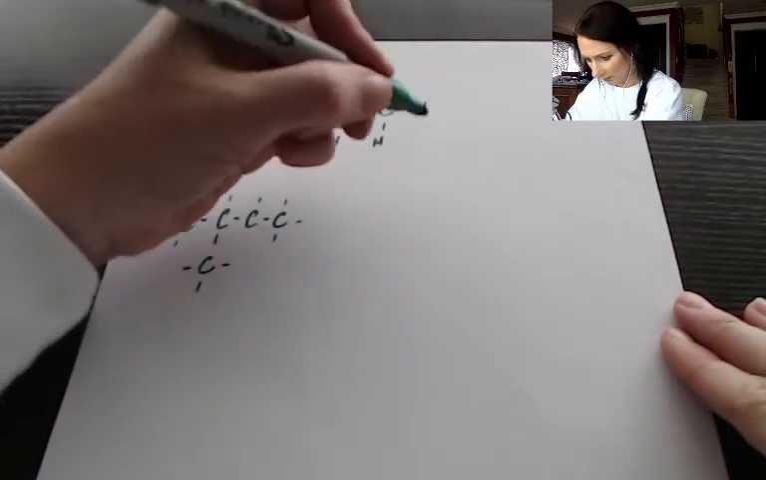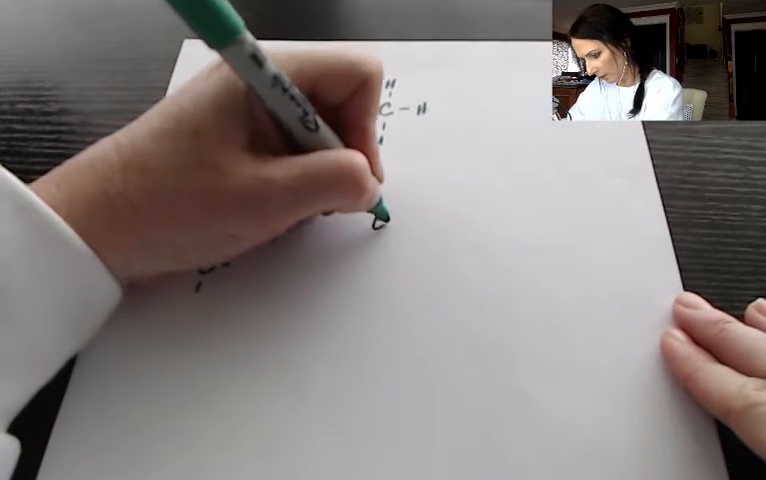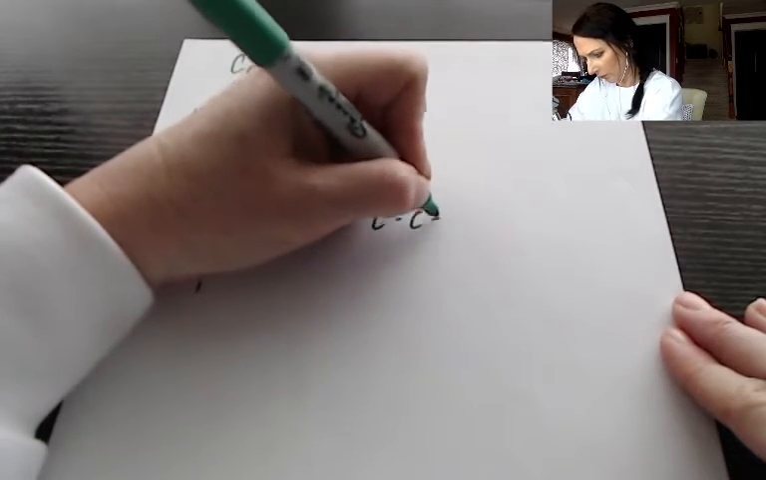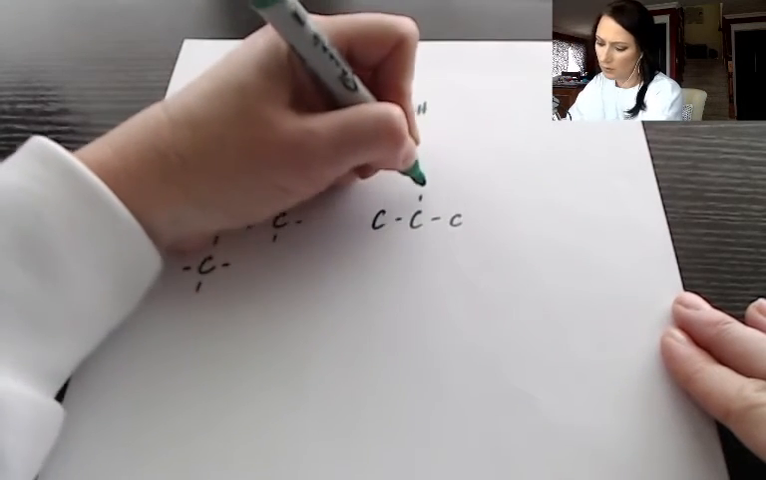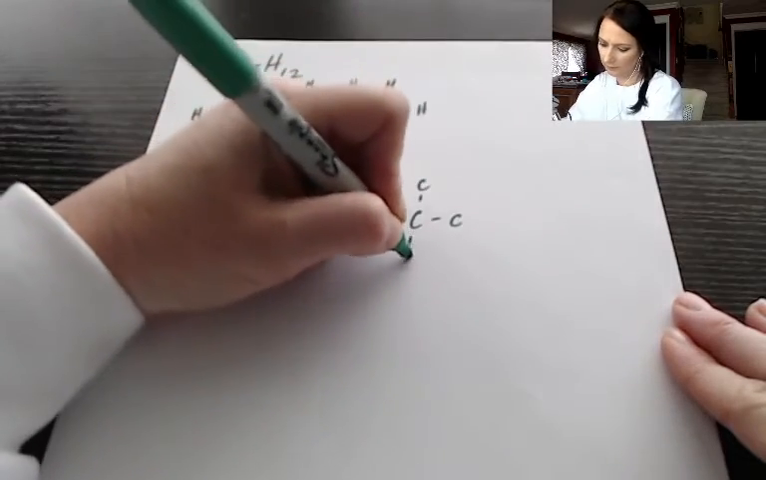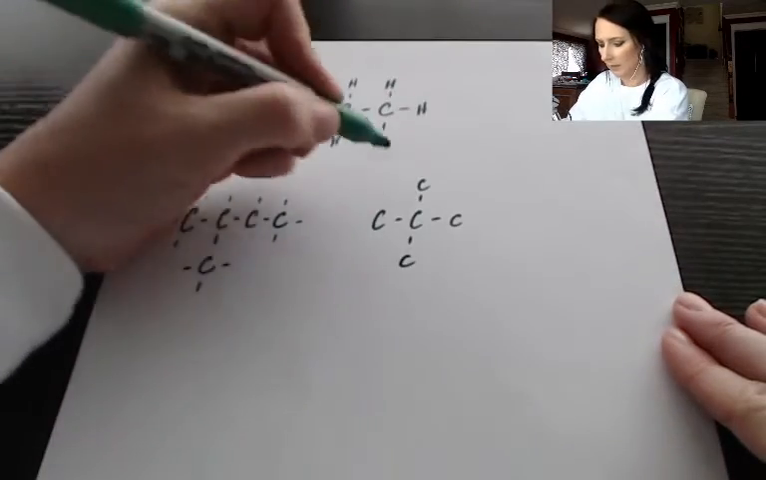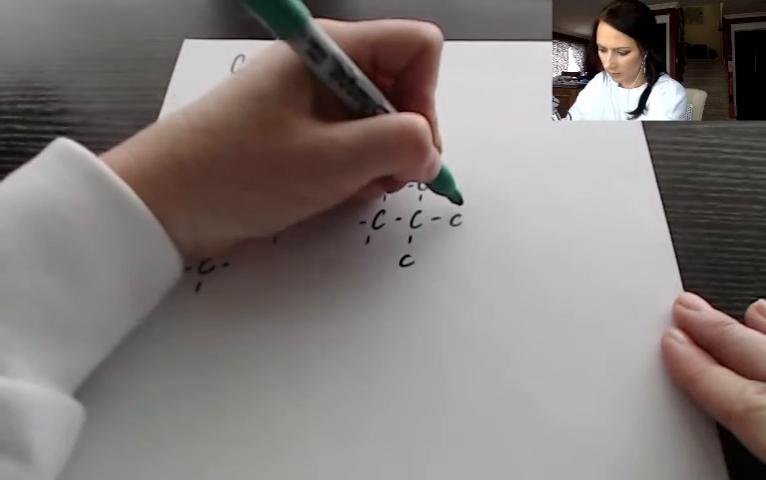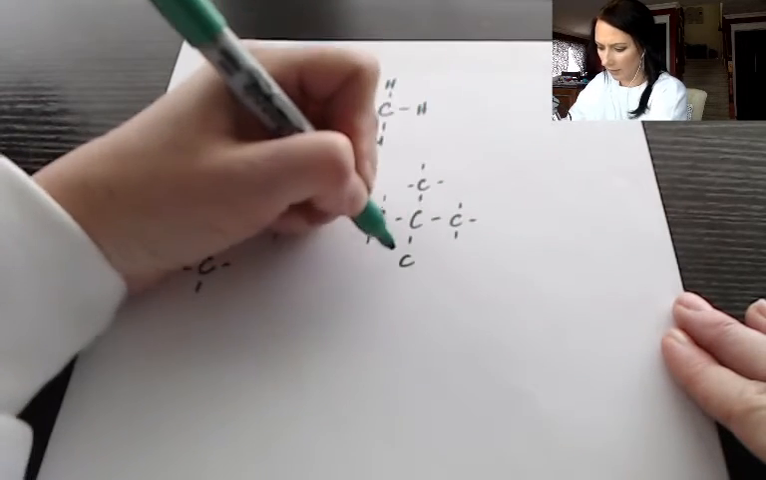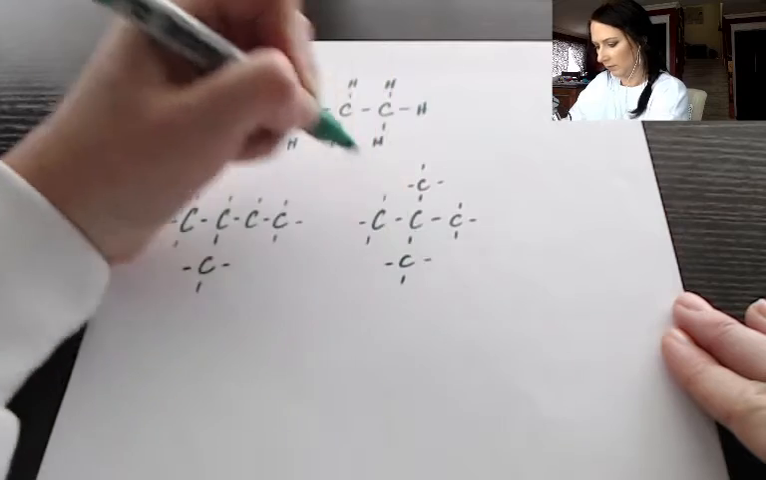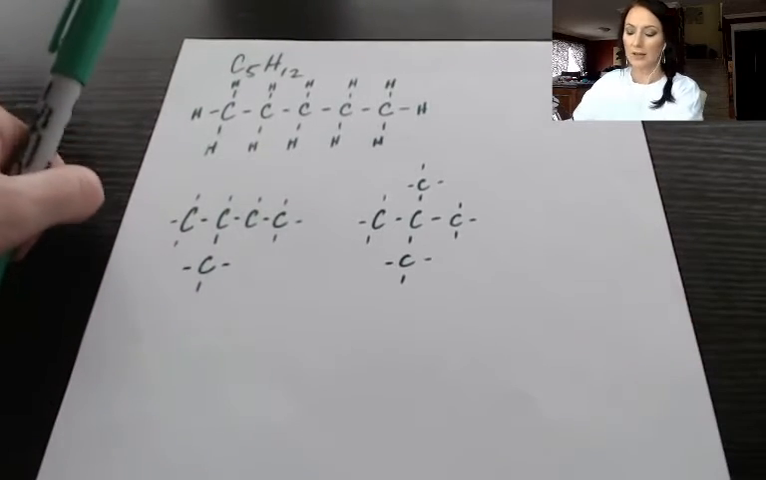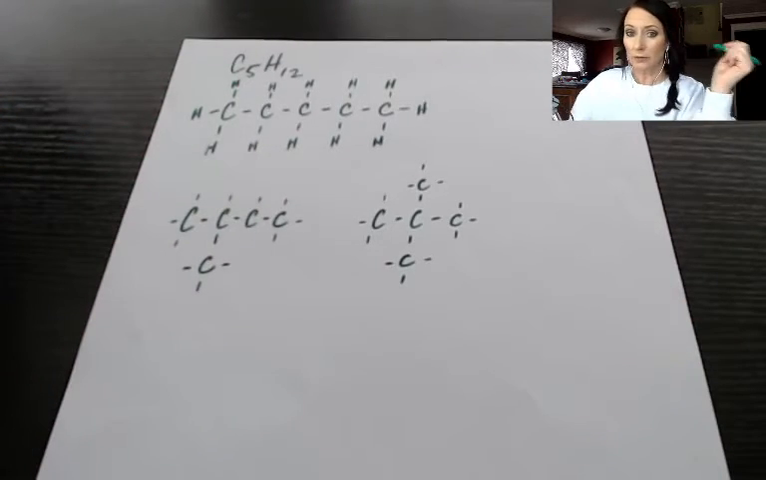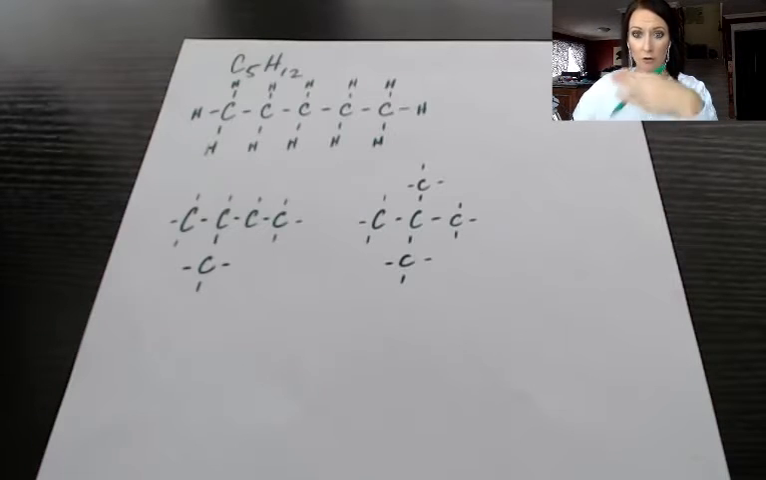So 3 carbons in a row. 1, 2, 3, and this time 2 branches. Okay. Also, all the hydrogens attached. Each carbon here on the outside has 3. So there's our C5H12. So molecular formula C5H12 really doesn't tell me anything structure-wise, okay?